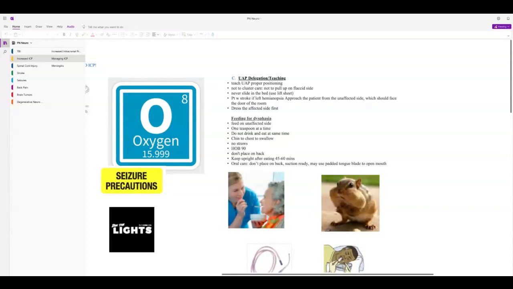All right, so if somebody has hemianopsia, which means they can't see out of one side of their eye, you want to approach them from the unaffected side, and you want to put everything on the unaffected side, and we'll go into more detail with that.